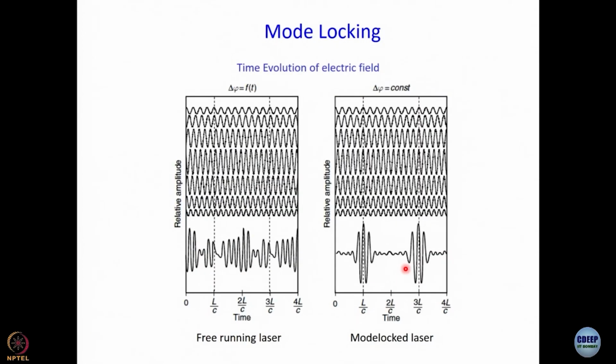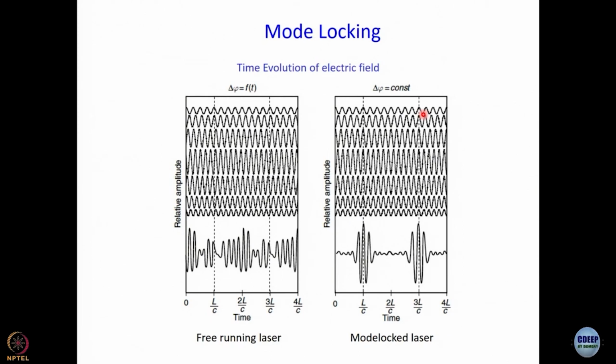This is what happens. Here, to keep things simple, we are not plotting intensity, we are plotting the time evolution of electric field. So, I am showing a large number of waves here, waves whose frequencies are different from each other just a little. This is a free running laser in which these different modes have no relationship. And here this is called a mode lock laser, and we will see why it is called a mode lock laser, where delta phi equal to constant, which means some phase relationship is maintained.